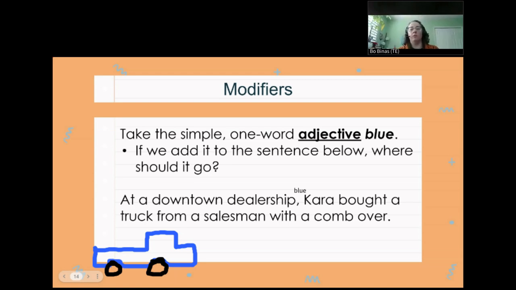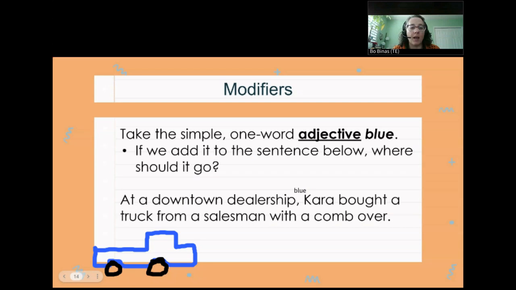What are we picturing? Kara's blue? Is she a Smurf? She could be. Is she sad? I don't know. It's not clear, is it? She's either a Smurf or she's sad or that's part of her name, right? We don't know. It's not clear. Okay. But it completely changed the meaning of the sentence, didn't it?